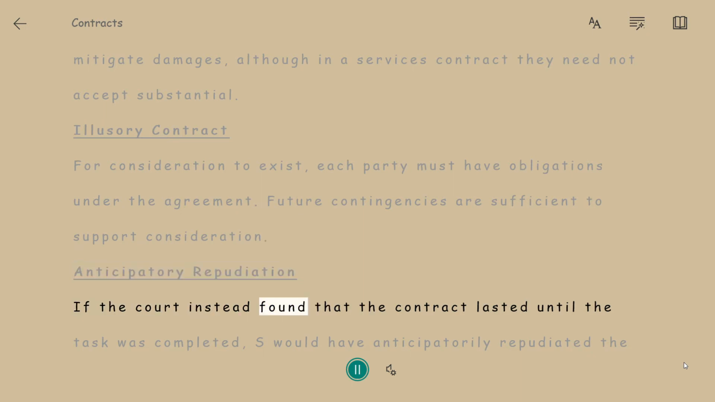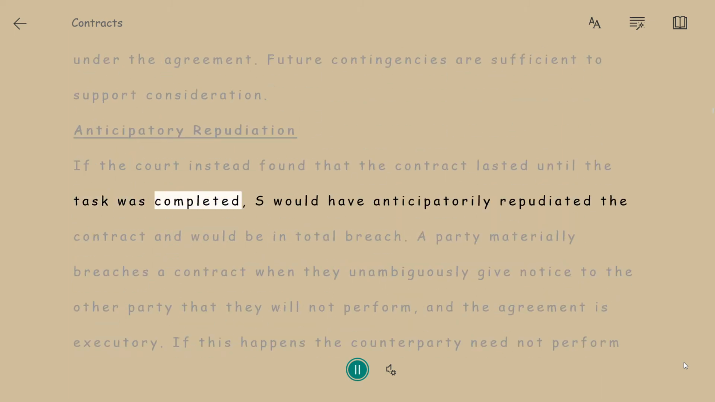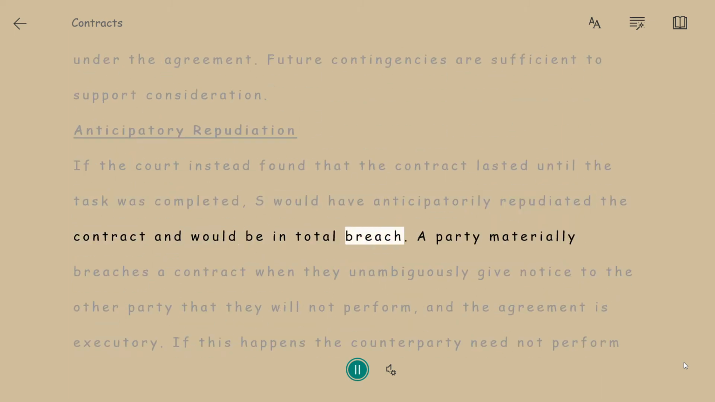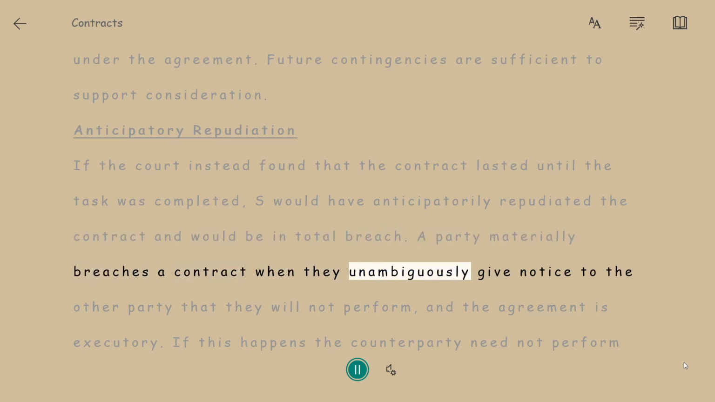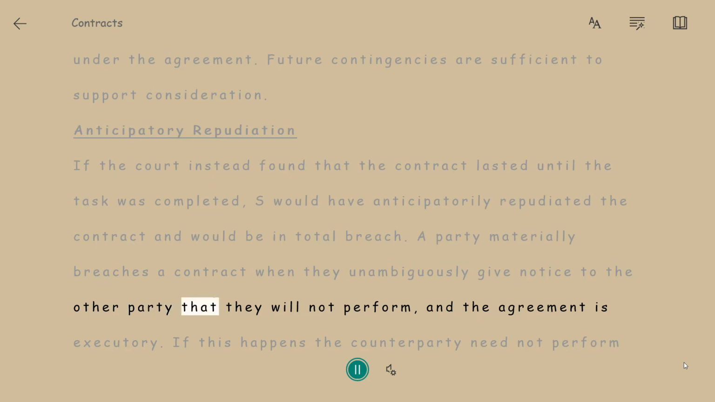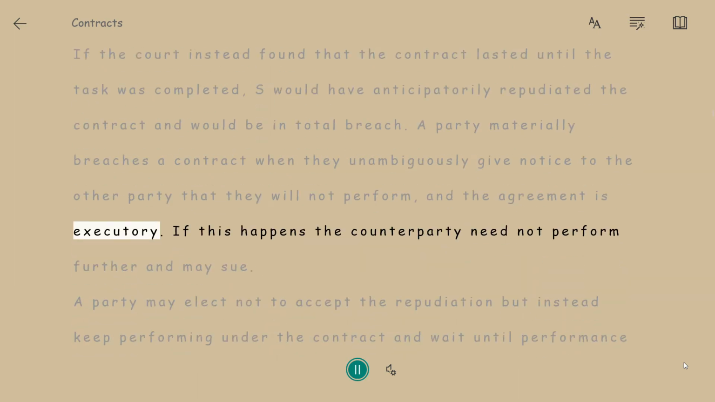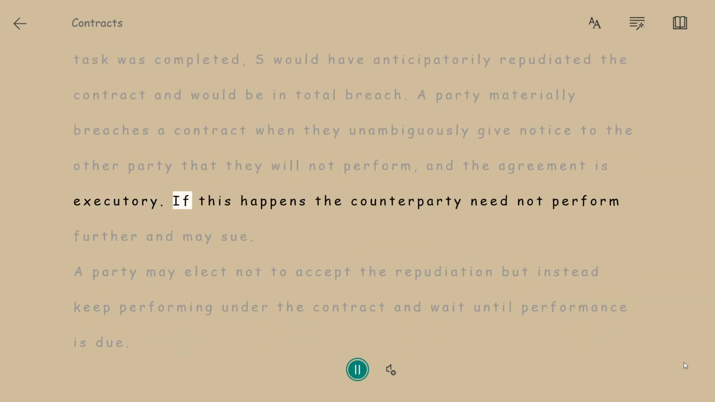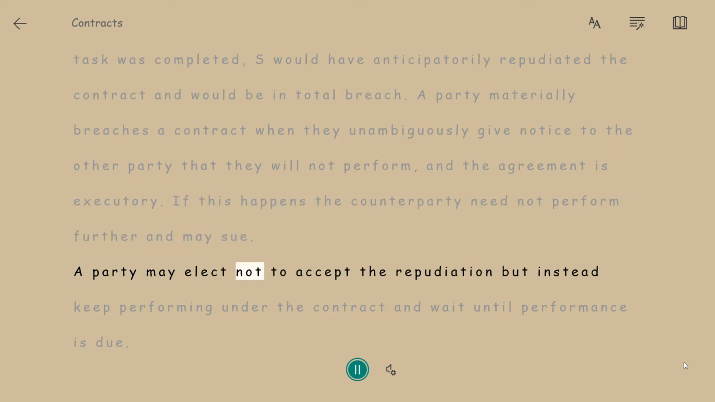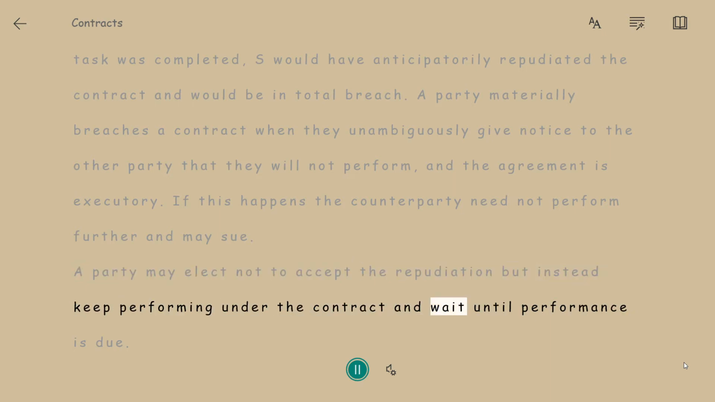Anticipatory repudiation. If the court instead found that the contract lasted until the task was completed, S would have anticipatorily repudiated the contract and would be in total breach. A party materially breaches a contract when they unambiguously give notice to the other party that they will not perform, and the agreement is executory. If this happens, the counterparty need not perform further and may sue. A party may elect not to accept the repudiation, but instead keep performing under the contract and wait until performance is due.